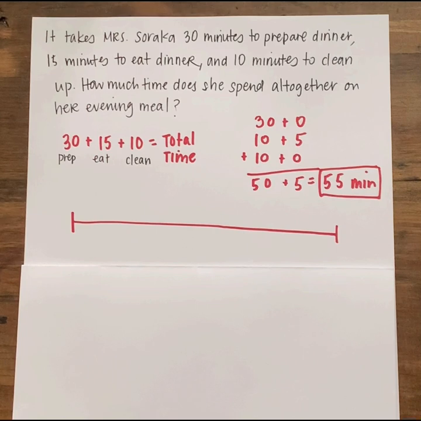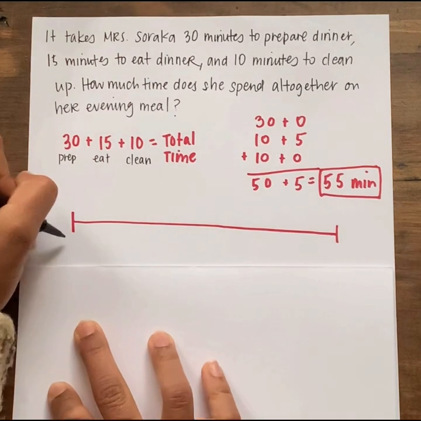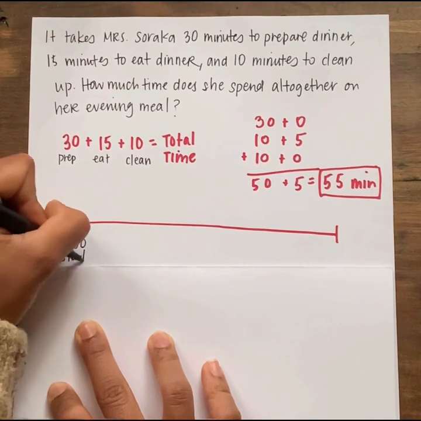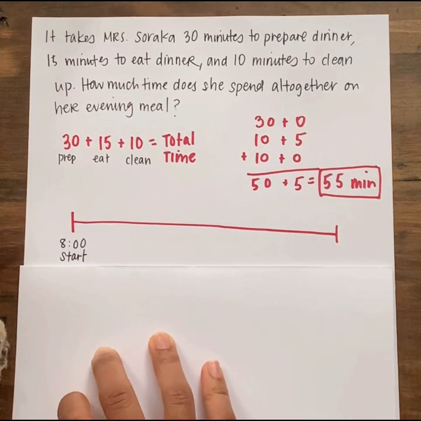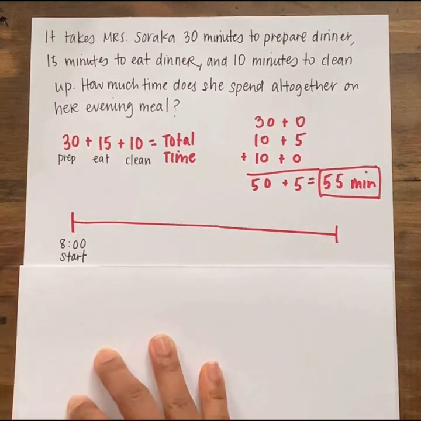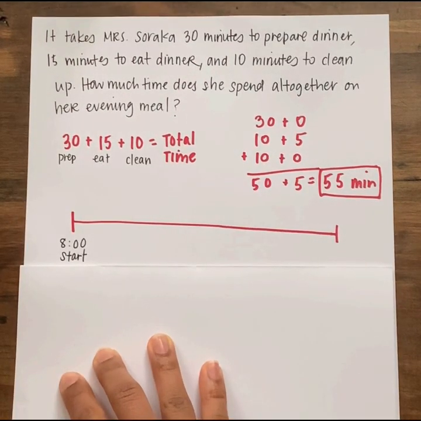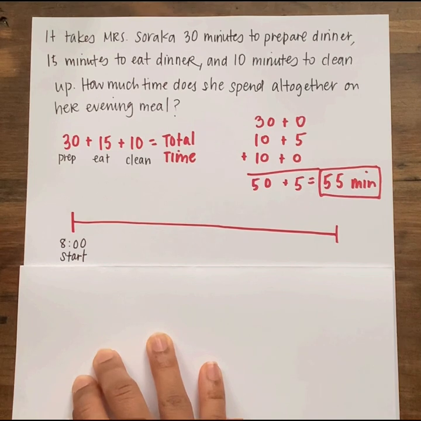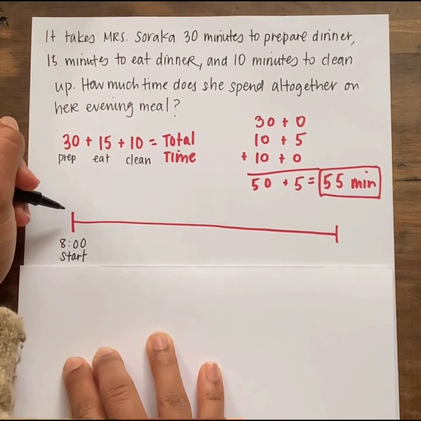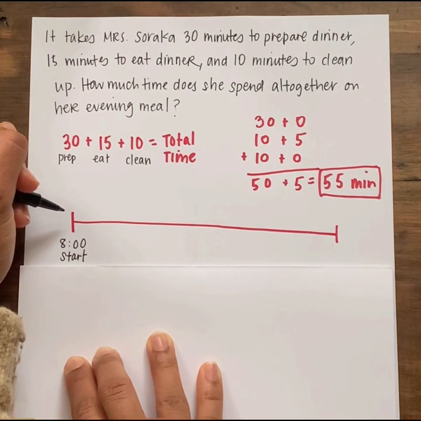I heard friends say we could start our number line at 8 o'clock because that's when she started preparing. I also heard friends say we could jump forward 55 hops to represent the 55 minutes that she spent altogether on her evening meal. That would tell us what time she finished. How could we make those hops efficiently? Say your answers out loud.